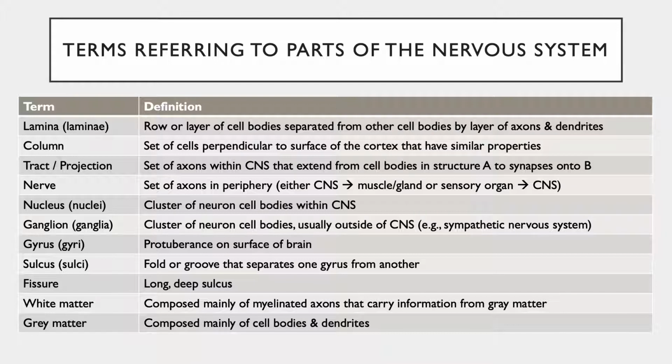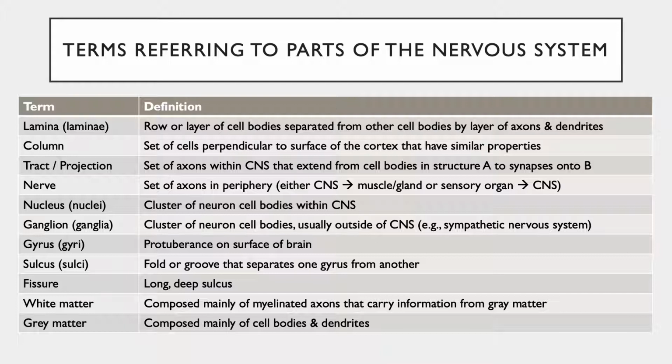First, lamina, the plural of which is laminae. You'll notice the plurals are always presented in parentheses on this slide. A lamina is a row or a layer of cell bodies that is separated from other cell bodies by a layer of axons and dendrites. Similarly, a column is also a set of cells, but in this case they're perpendicular to the surface of the cortex, and all of these cells have similar properties.